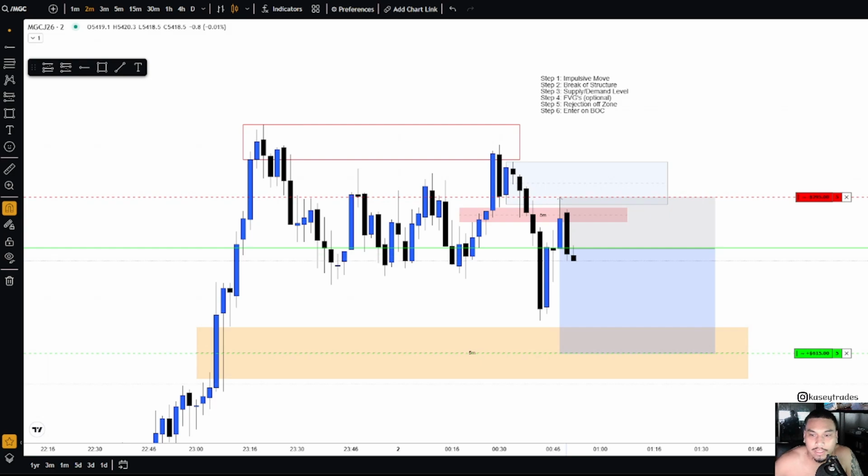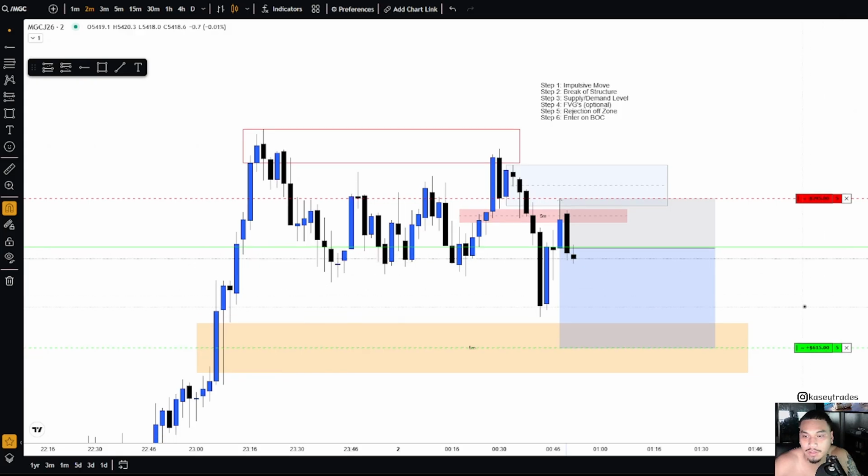All right, right here we're looking at gold on the 2 minute. This is London session. This is honestly out of my session. Like I really shouldn't be trading it, but it looked like a good setup.